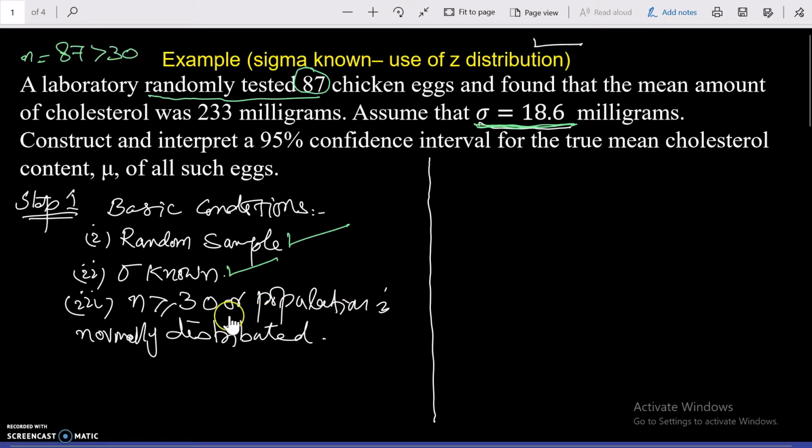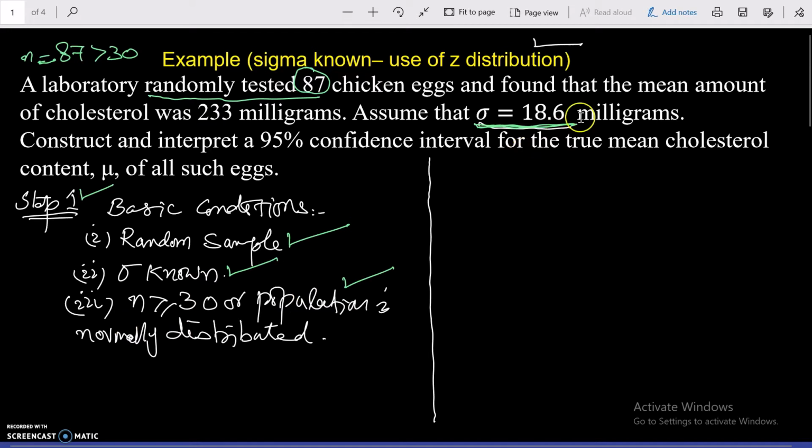I don't care about the parent population as long as we have a sufficiently large sample size. For this problem, 87 is a large enough sample. Remember, either the sample size is greater than 30 or the population is normally distributed. If either condition is met, then basic requirement number 3 is met. So all the basic requirements are met, and we are happy with step number 1. Now we are in a position to construct the confidence interval.